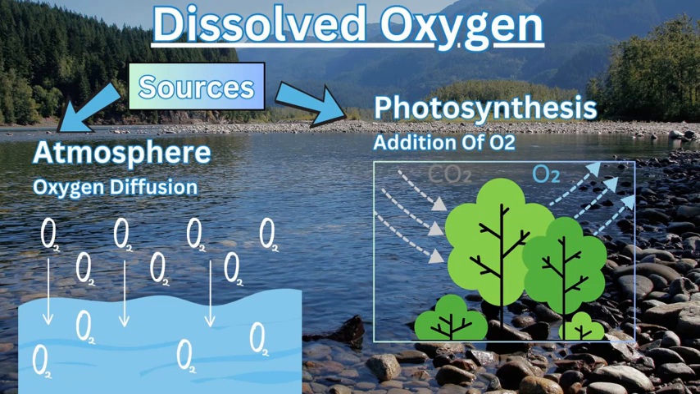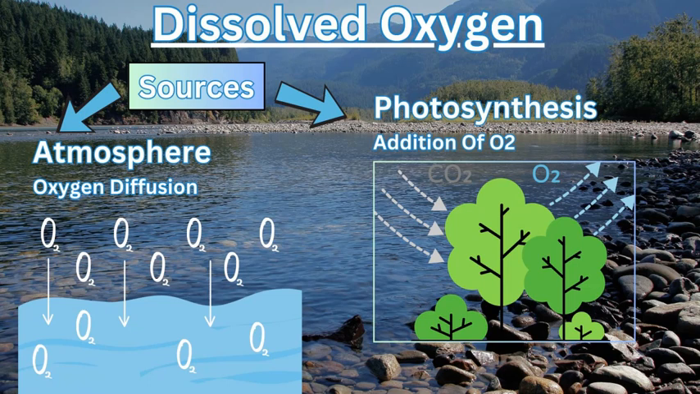But how does it get there in the first place? There are two main sources. First, you have diffusion from the atmosphere, the troposphere, and the oxygen from the atmosphere, which constitutes about 20.8%, is going to diffuse from the atmosphere and move into the body of water through a concentration gradient from the atmosphere to the water. It can become supersaturated, but there is a flow of oxygen into the body of water.